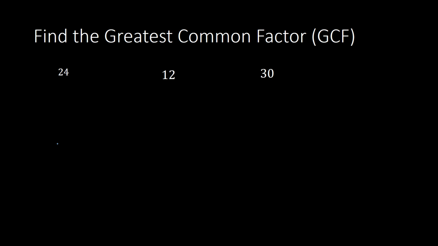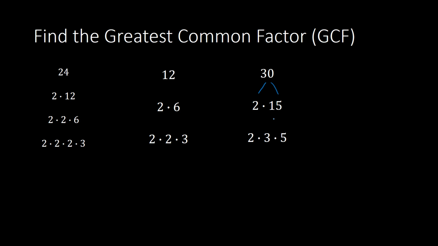Now here we have three numbers, okay? 24, 12, and 30. At 24 and 12, we've already broken apart and we've got these prime factors. 30, we can break apart, and we'd get 2 times 15, and 15 can break apart to become 3 times 5.